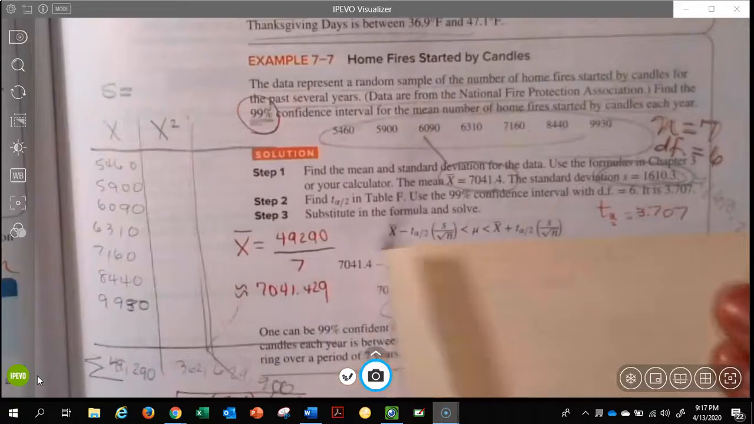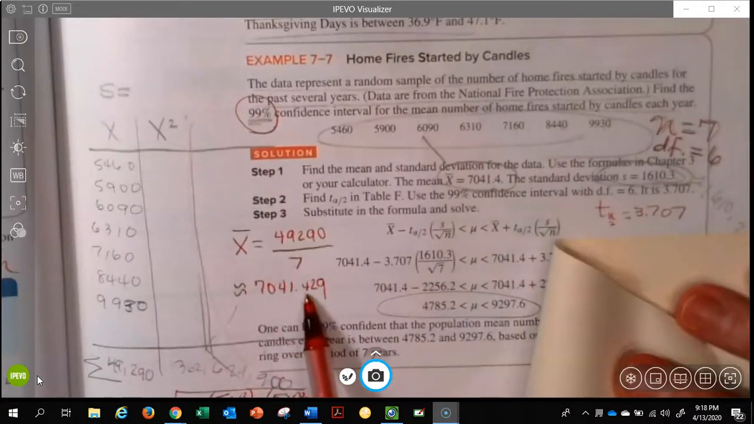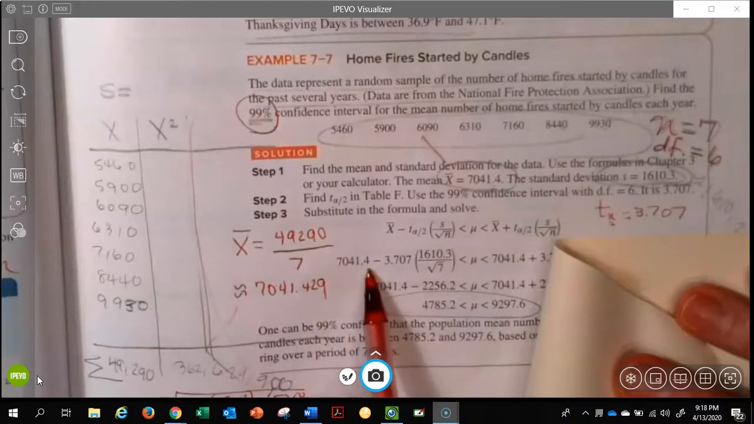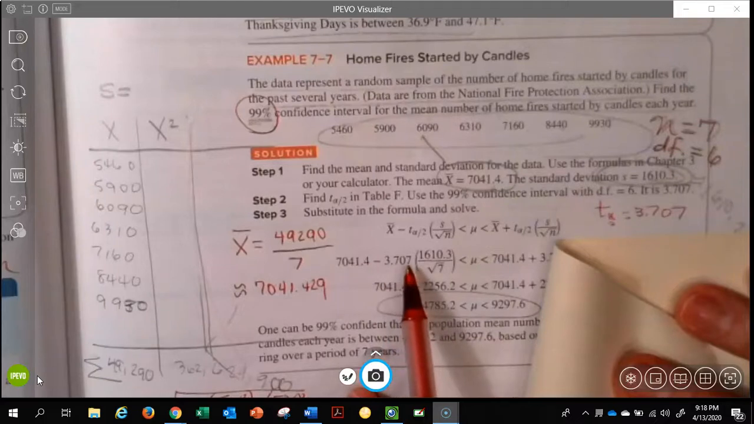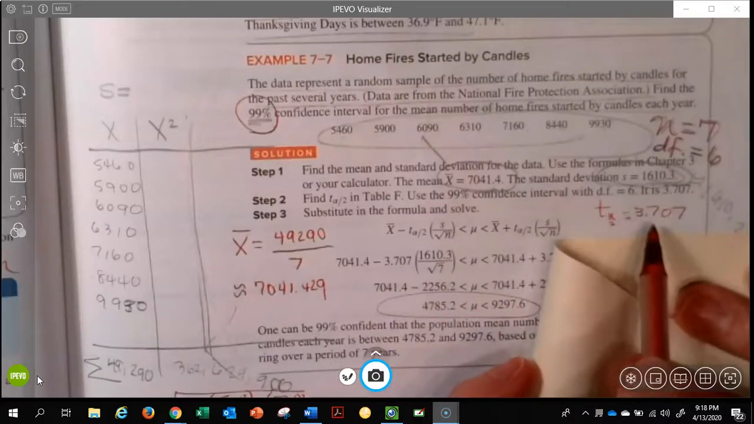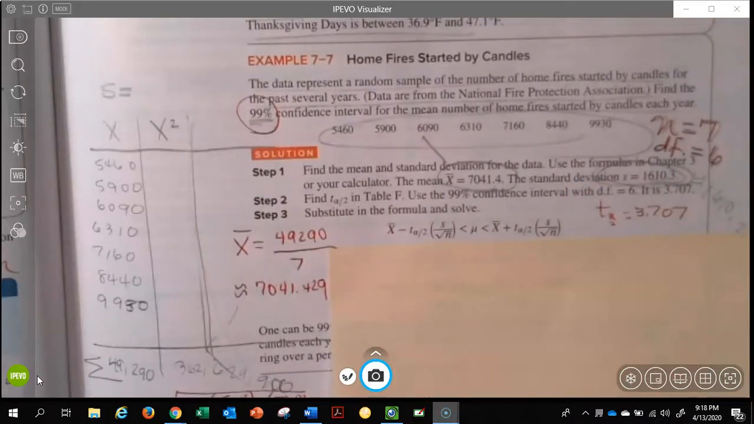We'll go ahead and peek a little, and we got 7041.429. They stopped it at the 10th, so yay, we have our x bar. We got 3.707 for our t sub alpha over 2, and so did they. The world is a happy place.